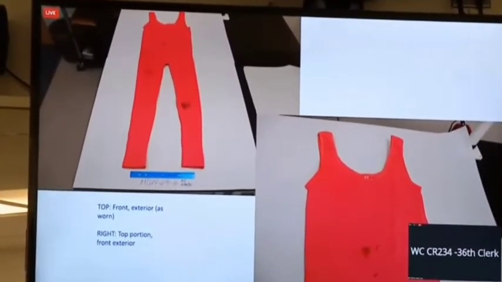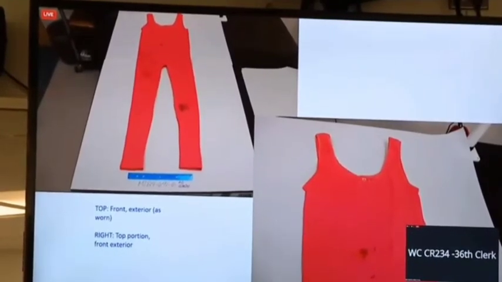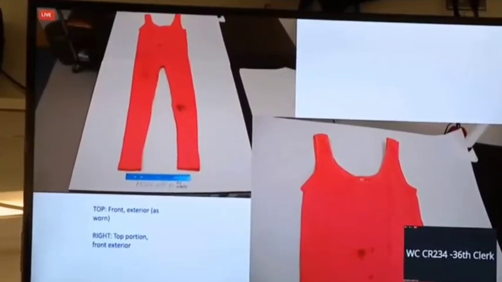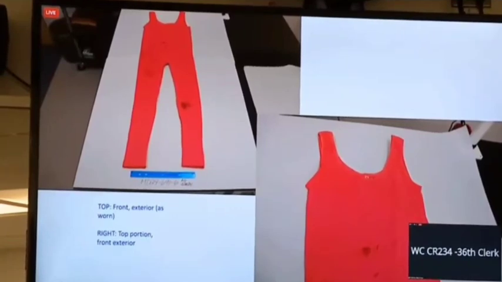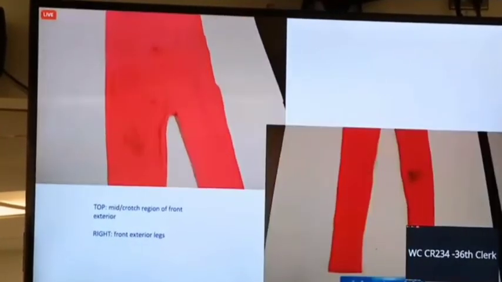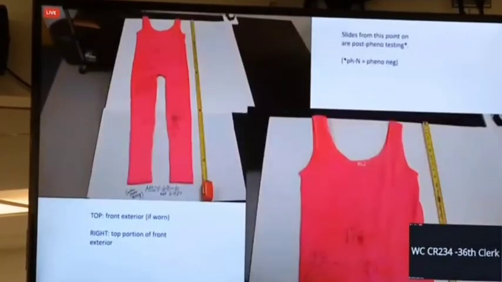But this here, the top left picture, is the front exterior as if it was worn. So that would be, if you were looking at the person wearing it, that would be the front. And the bottom right picture is a close-up of the top half. And if we could go to slide 10. And we're looking at the 10th slide.